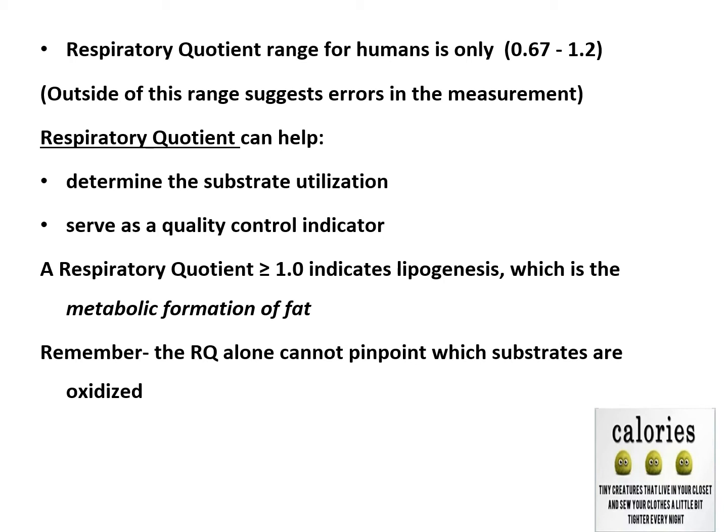It can help determine how the body is using food, how we break down or metabolize the fuel we obtain in the form of fat, carbohydrates, and proteins. If we have a respiratory quotient greater than or equal to 1, that indicates lipogenesis, which is the metabolic formation of fat. So we're forming fat if our RQ is greater than or equal to 1.